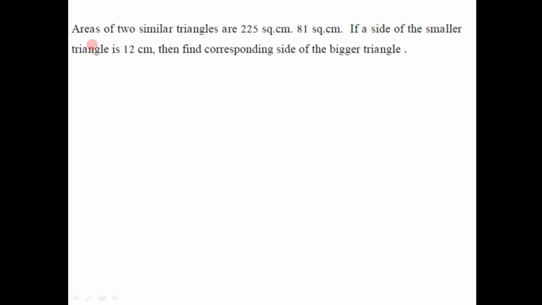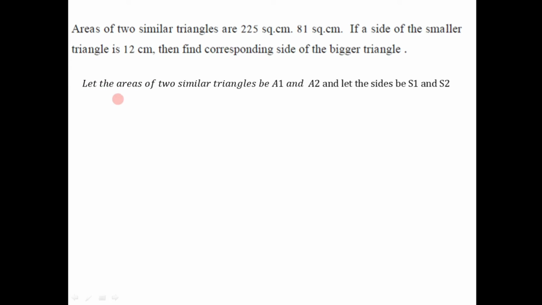If a side of the smaller triangle is 12 centimeters, then find the corresponding side of the bigger triangle. The areas of two similar triangles are 225 and 81 square centimeters. The side of the smaller triangle is given. From that we have to find the side of the bigger triangle.